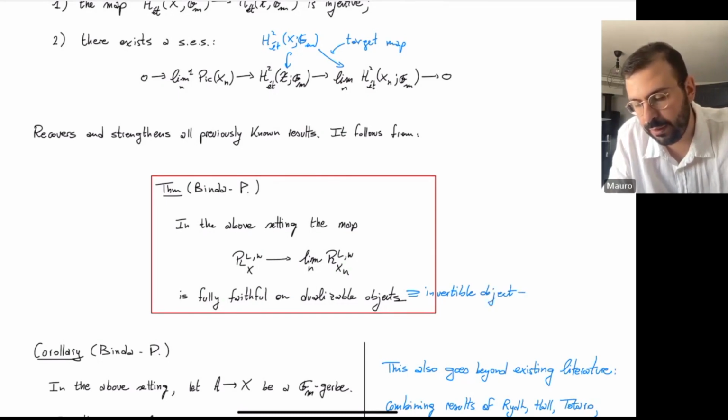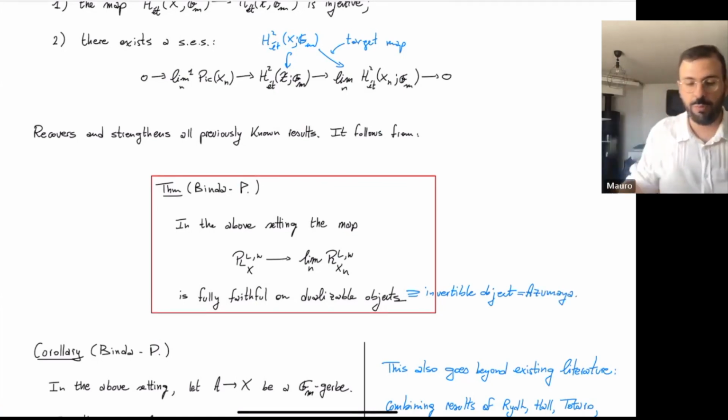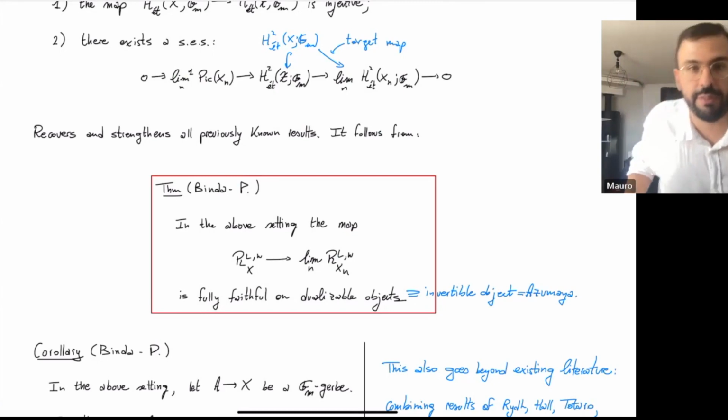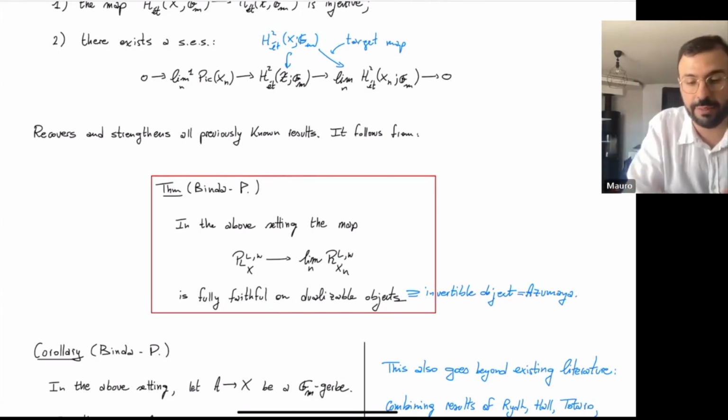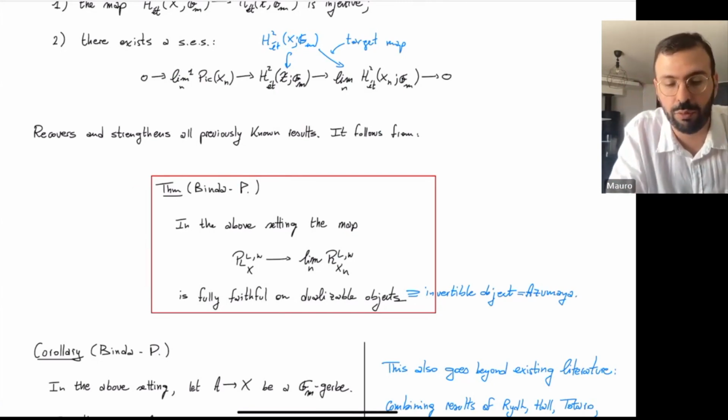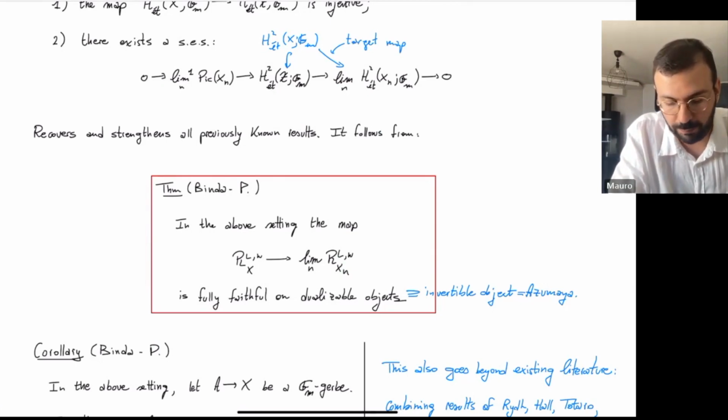Objects are inside, and these are Azumaya. And so we actually prove something more general at the categorical level. It's actually easier to prove. And then we deduce a general statement about the Brauer group. This theorem has a funny application.